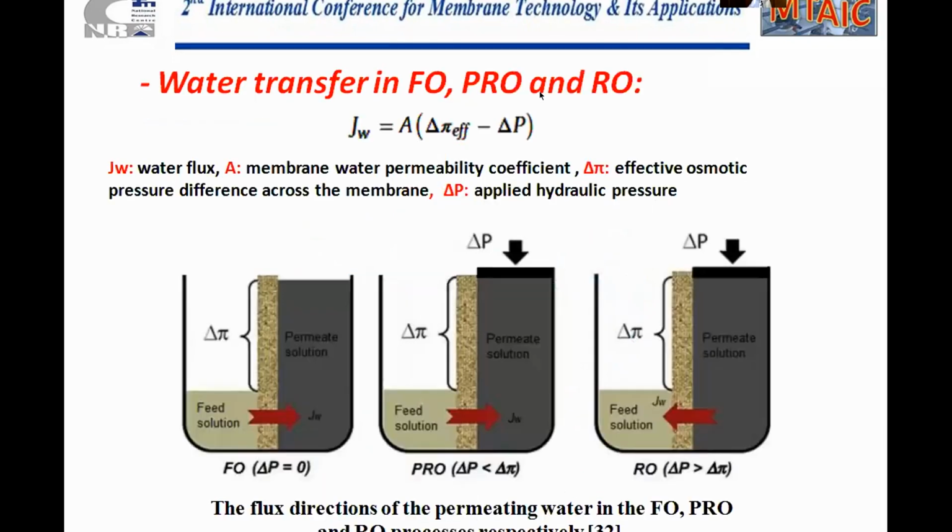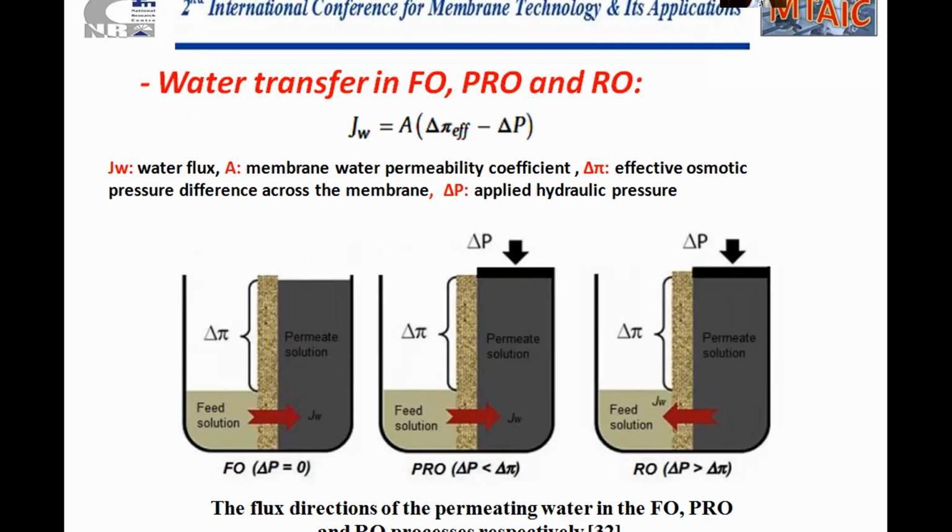Based on the water flux, or the direction of water flux through the membrane, the membrane can be divided into several types. Generally, the water flux of the membrane can be explained from these equations, where A is the membrane water permeability coefficient, delta pi is the effective osmotic pressure, and delta P is the applied hydraulic pressure.